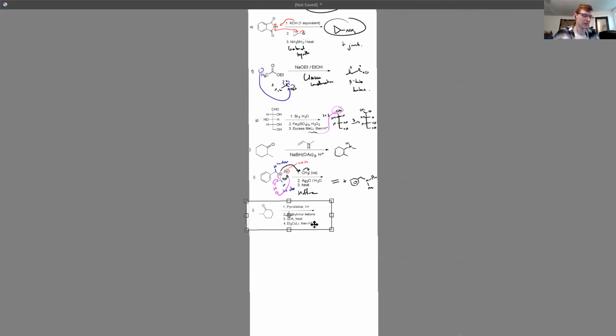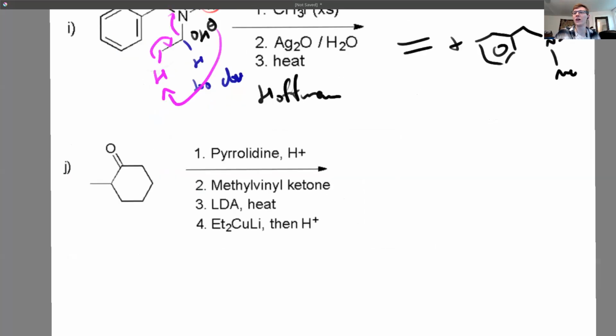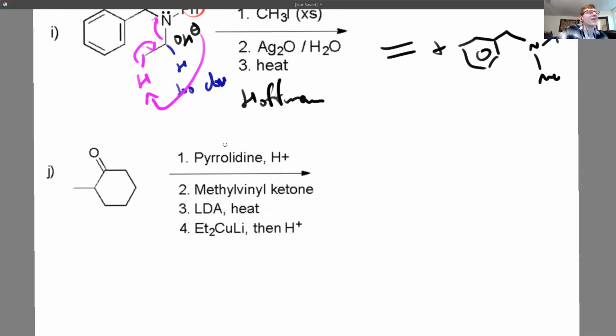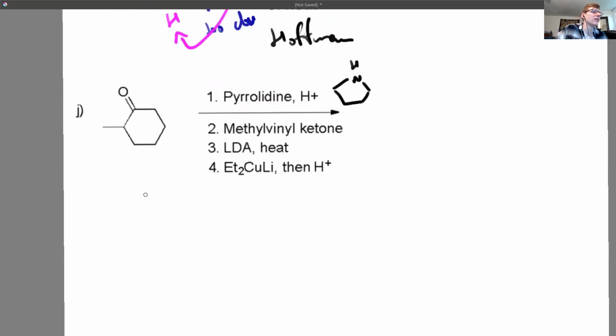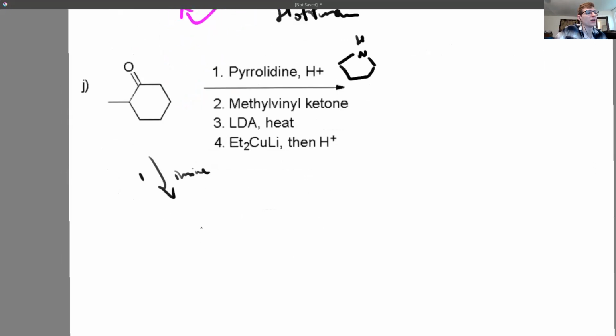Oh, this is a big one. Let's see. What is pyrrolidine? I don't know. I know it has nitrogen in it, that's about it. It's just going to make an imine, it's going to be this. So step one, make the enamine. Okay, good.